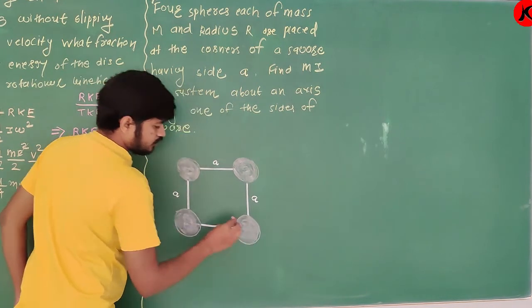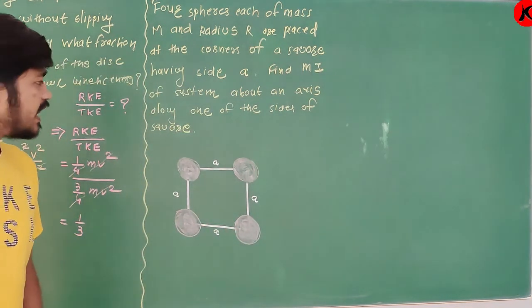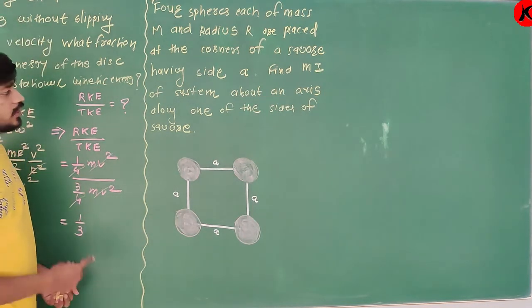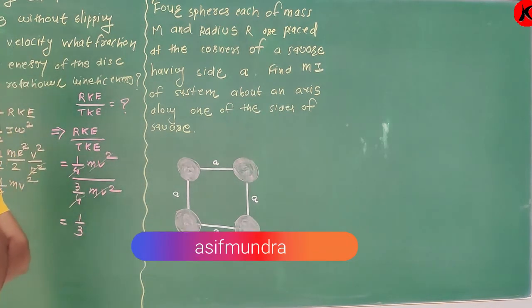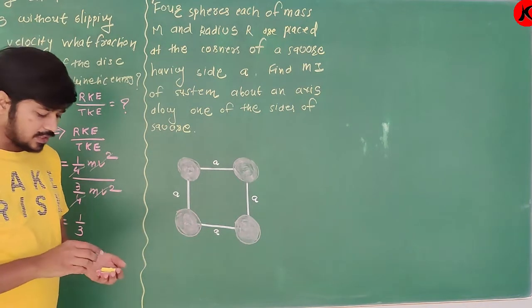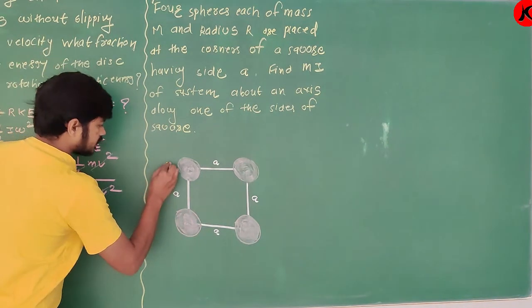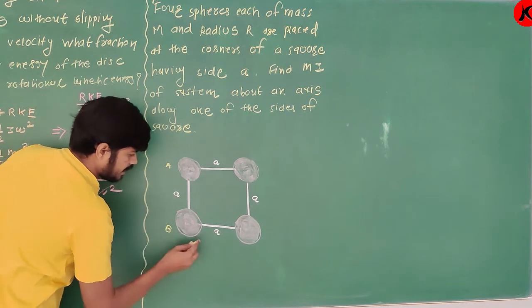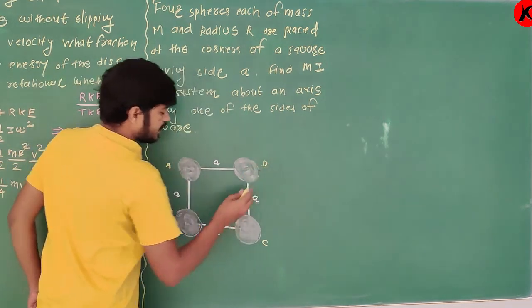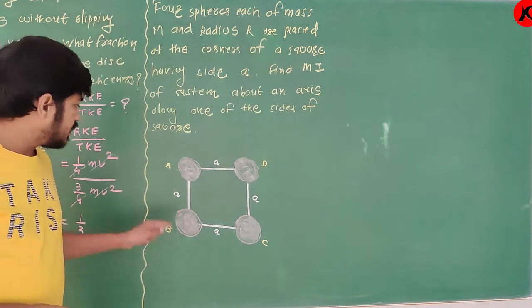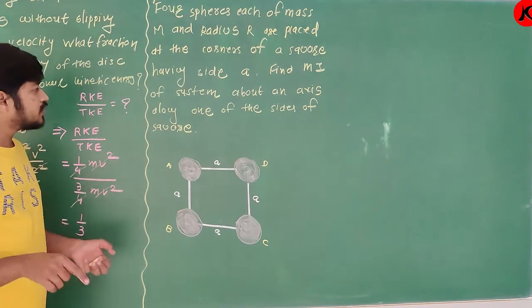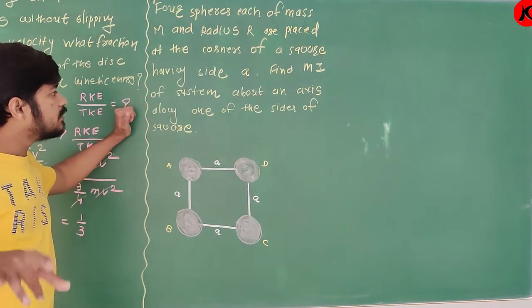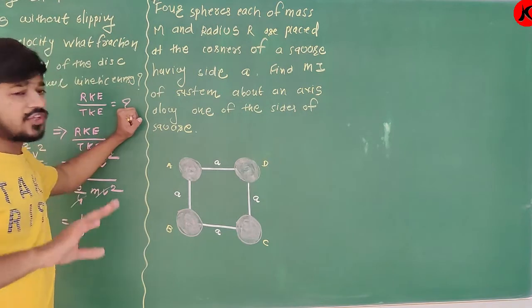Okay, you are given 4 spheres, each of mass m and radius r, which are located at the corners. You have to find the moment of inertia of the system about an axis along one of the sides. First of all, I will give names: let them be A, B, C, and here it is D. Your question is to find the moment of inertia of the system about an axis along one of the sides.